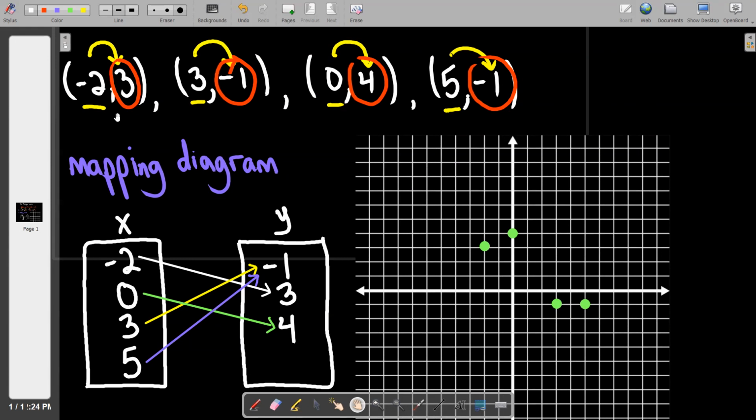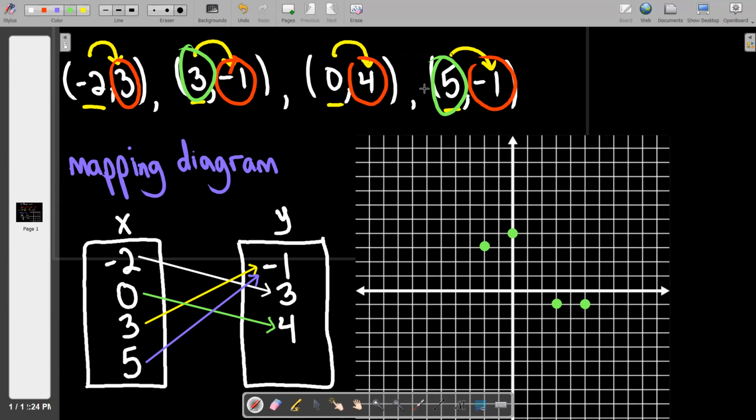Okay, then let's move on down the line to 3. 3 is my next input. He's right here. Does 3 ever map to anything other than -1? How about 0? 0 is predictable. He says, I map to 4. And then finally, there's 5. And 5 says, I map to -1. So here's what I'm telling you. Everything we've done on the board and in your notes so far, this is a function, because each input, each x, is only mapping to one y, or output.